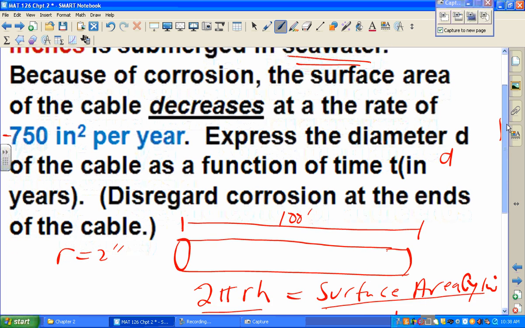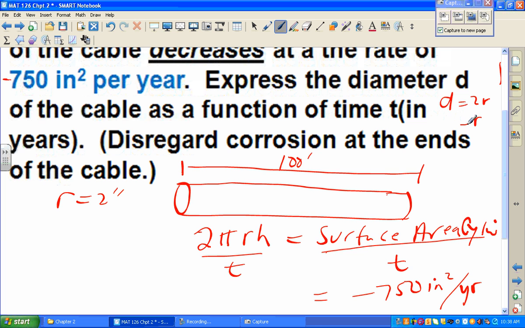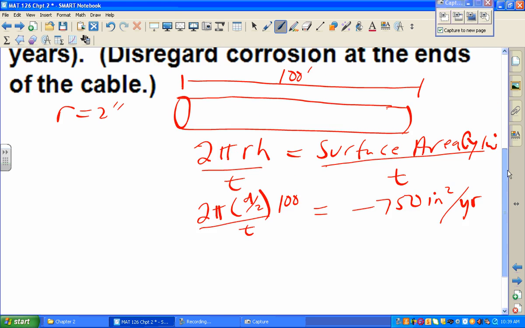Express the diameter. The diameter is equal to twice the radius. So R equals D over 2. I put in my equation 2 pi D over 2. H is 100, isn't it? It's 100 feet long. Over time. Now you're supposed to solve for D.